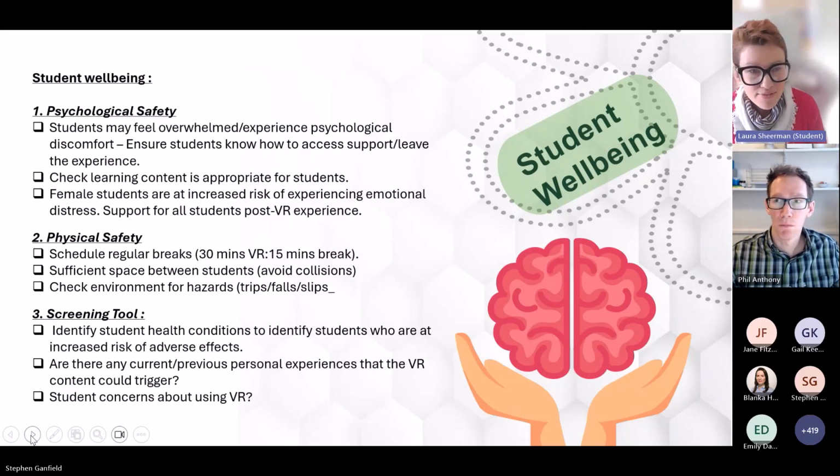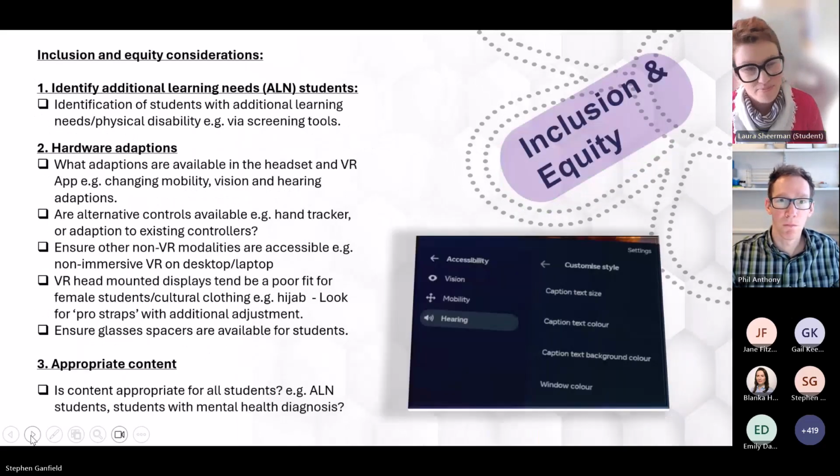And then final slide, I think. Thank you. So the final consideration looks at inclusion and equity considerations. So obviously all students have the right to access education, and there are adaptations to VR hardware and learning content that is now possible with the majority of apps. So it's important to ensure that hardware and learning content is inclusive for students with additional learning needs, physical disabilities, and being aware of what these adaptations might look like.